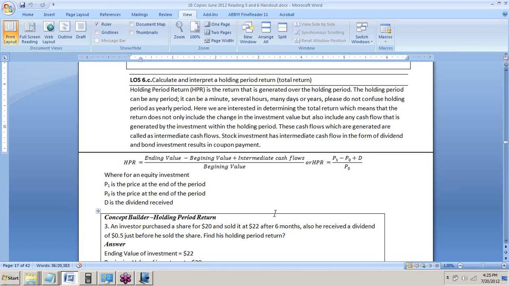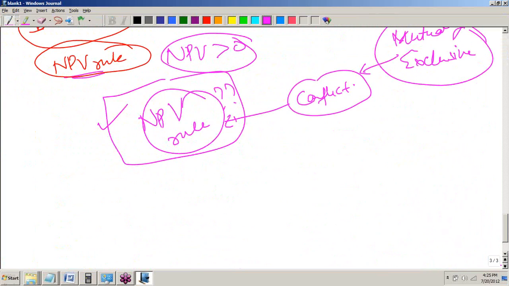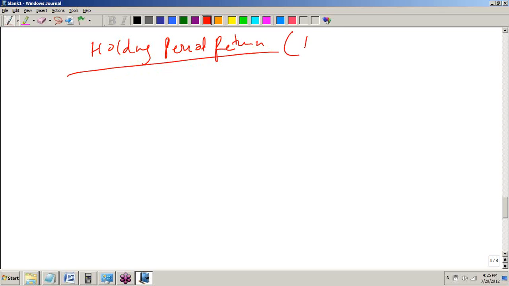The next LOS is calculating the holding period return. What is a holding period return? As the name implies, holding period return, short form HPR, is a return that you will be getting in a holding period.